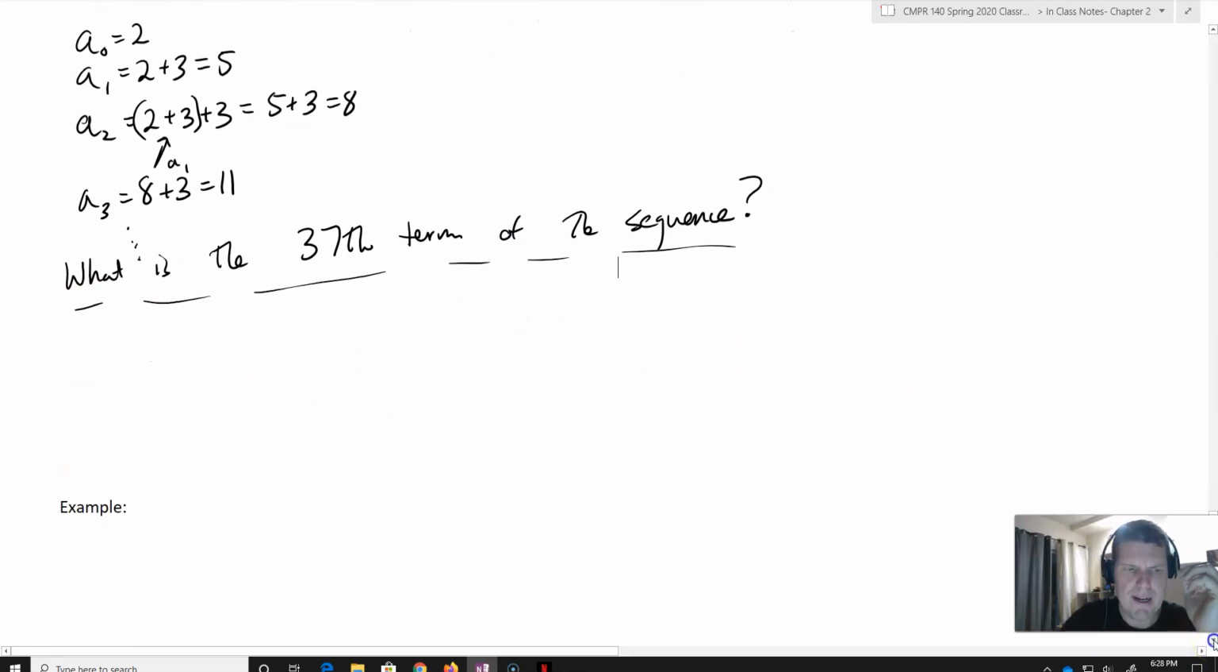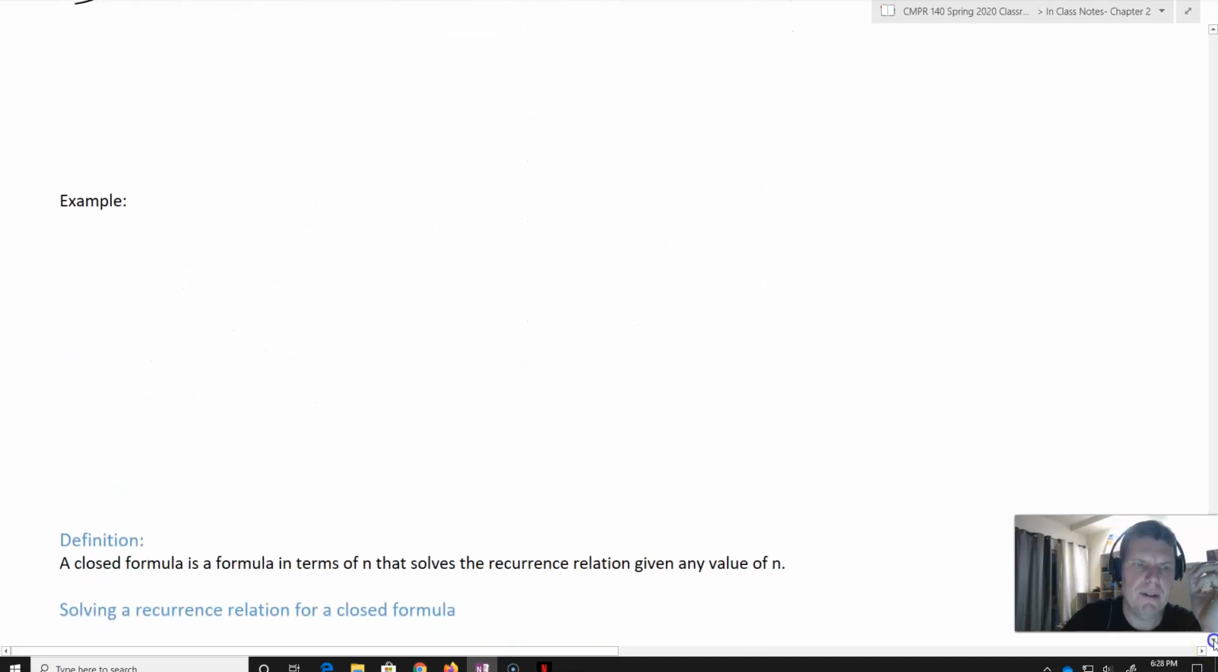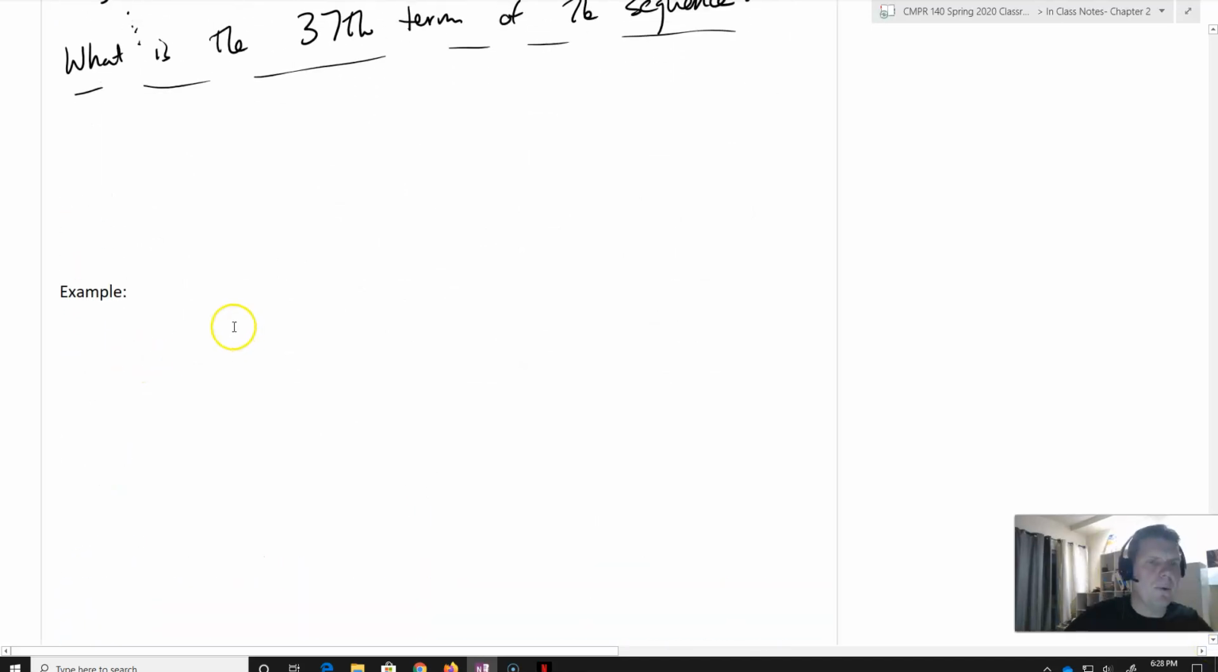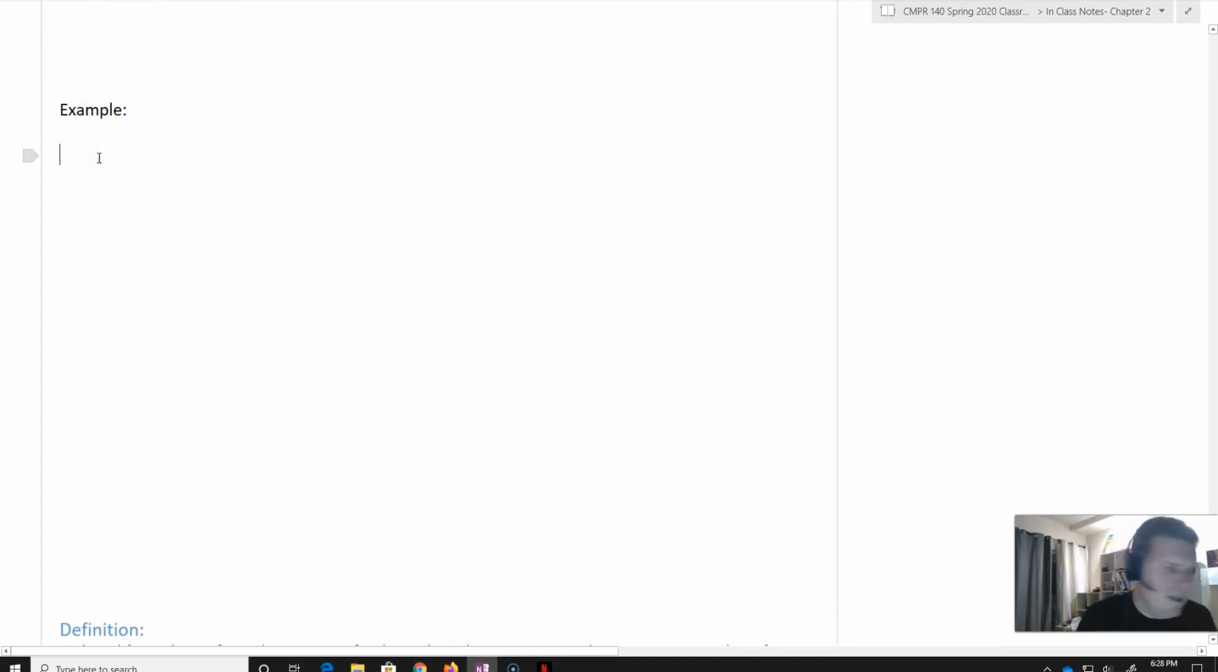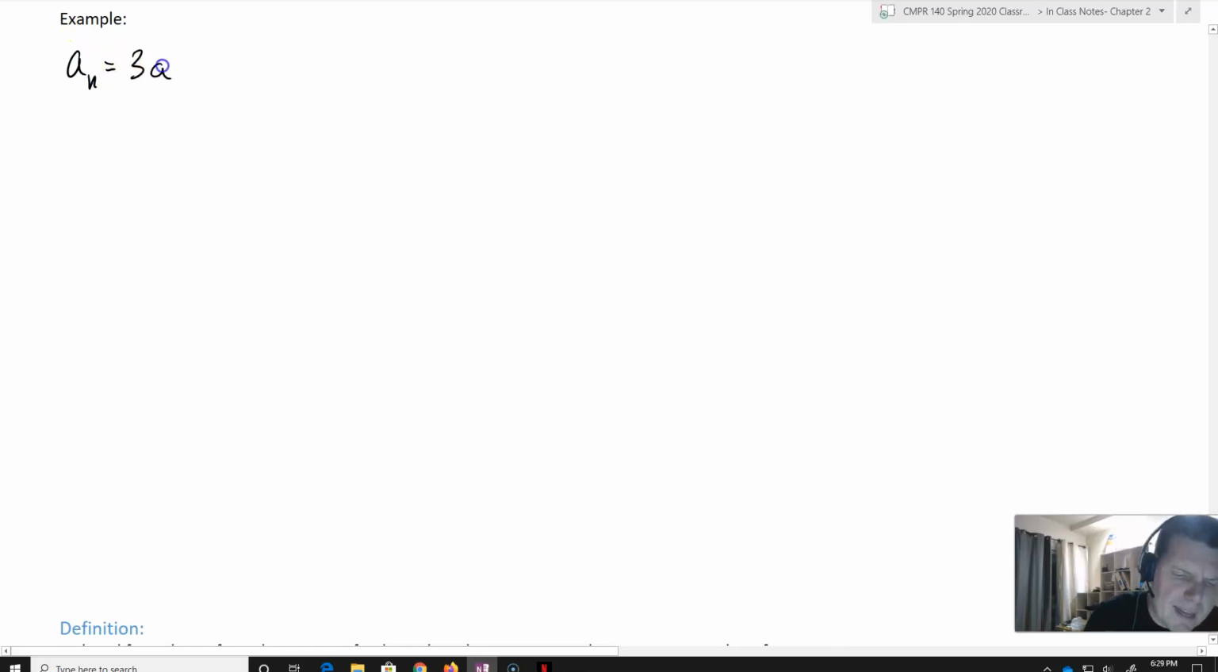All right, now let's take a look at another example. Let's take a look at an example where instead of just one value, we actually want to think about two values. Let's say, for example, that we've got a_n equals 3 times a_(n-1) plus 2 times a_(n-2).